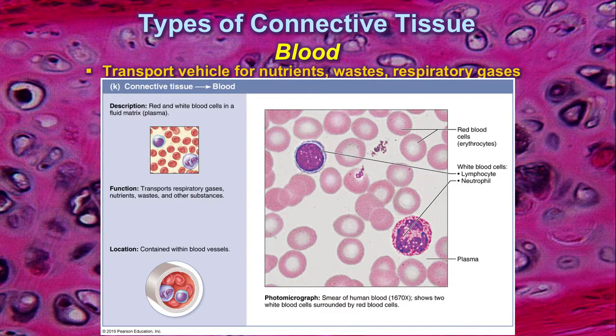Most of you guys did a great job on the epithelial tissue quiz as well. So you are doing good.